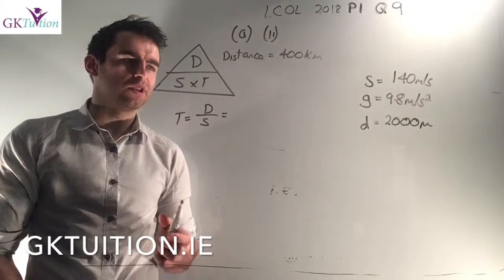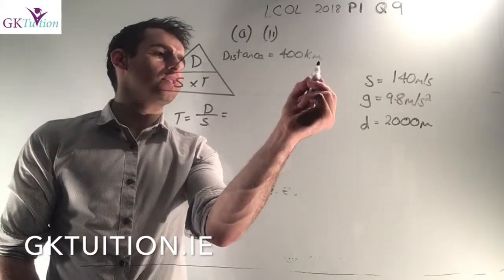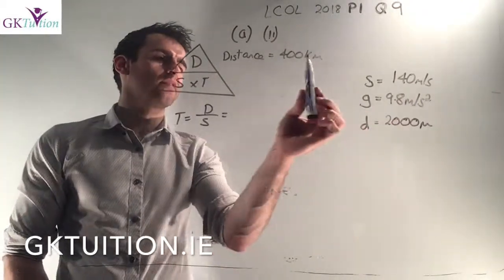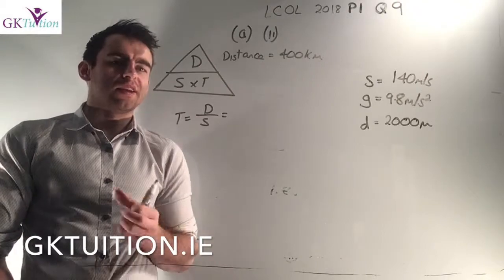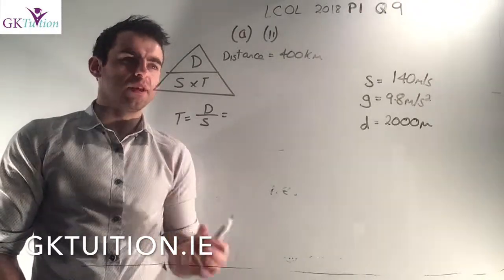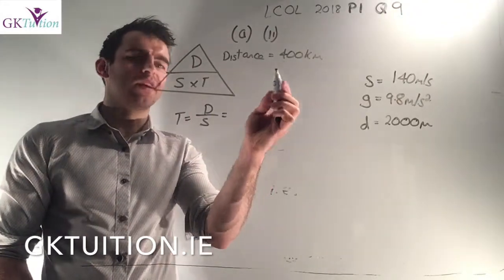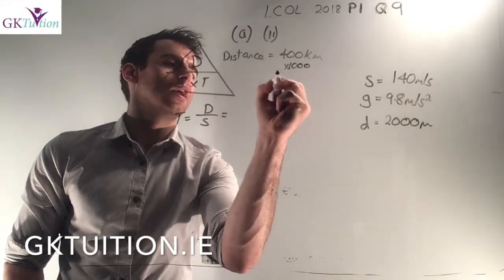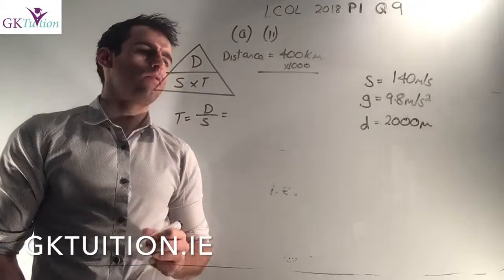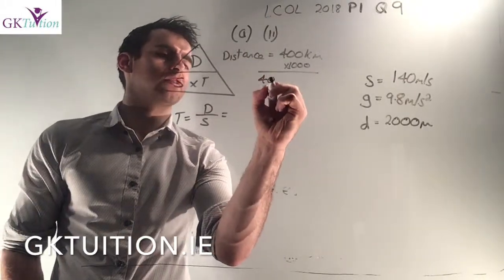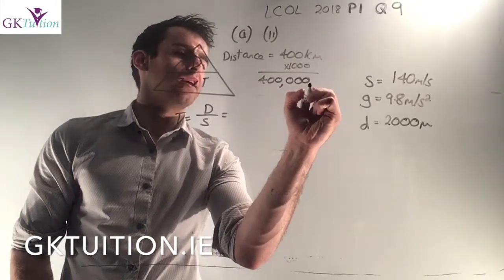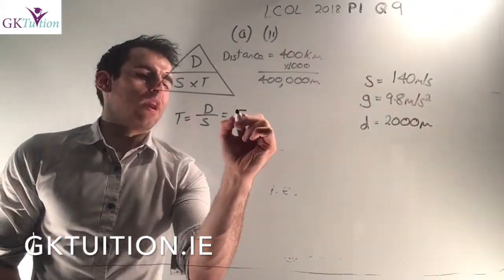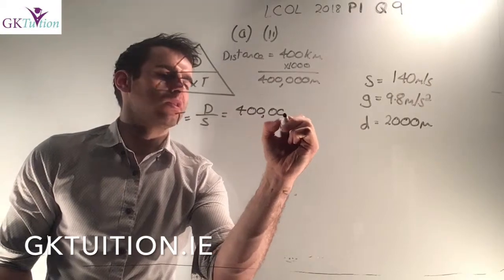But you have to be careful with your units here, because they've given you the distance in kilometers, and you have the speed in meters per second. So obviously I need to change my distance into meters. Kilo stands for 1,000. So to convert from kilometers to meters, you have to multiply by 1,000. 400 kilometers multiplied by 1,000 is the same as 400,000 meters. So I know the distance away from land is 400,000 meters.